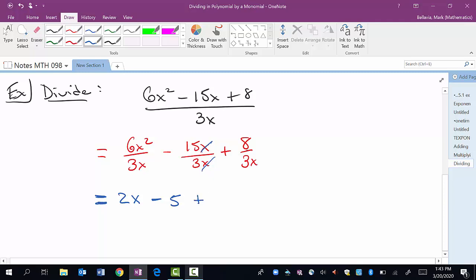Plus, here we got 8 divided by 3x. And since 8 doesn't divide by 3 evenly and they don't share any common factor other than 1, I'm going to leave them right where they are. I'm going to keep that x in the denominator. There were no pieces to be divided by that x, so I'm going to leave it right there.